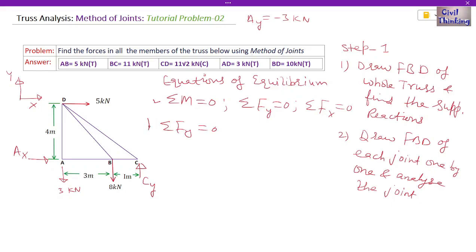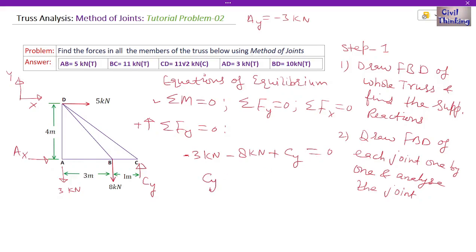I am assuming upward forces are positive and the downward forces are negative. Now summation Fy is the vertical direction, so we have to add up all the forces in the vertical direction. First, 3 is downwards, so this is negative 3 kilonewton, because downward forces are negative and upward forces are positive. 8 is also downward, so it is negative 8 kilonewton, right? Cy is upward, so it is positive plus Cy. These are all the forces in the vertical direction. There is no other force, so I will equate it to 0.